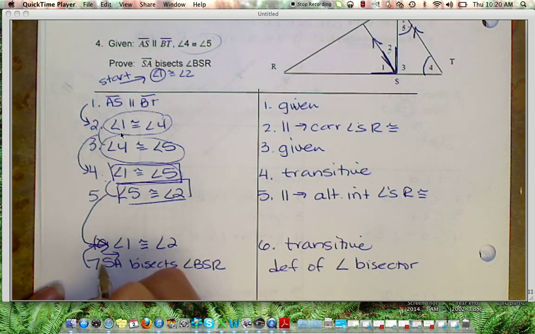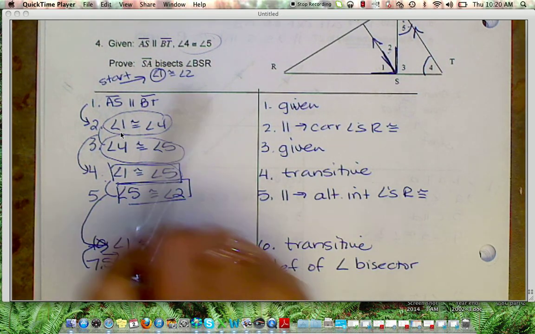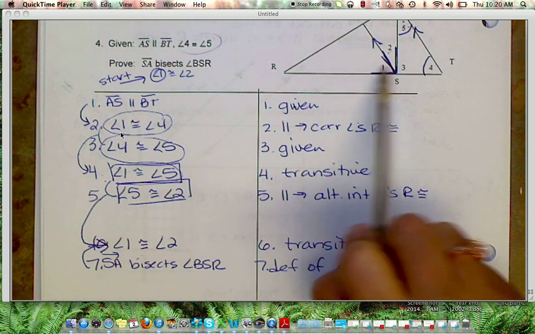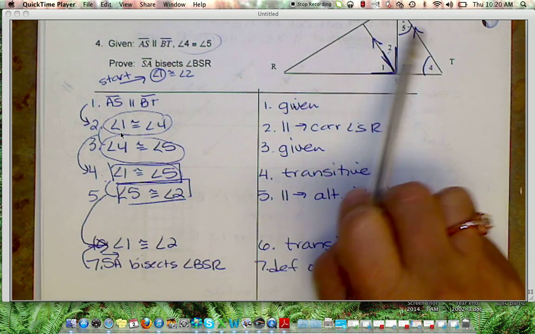And now we're at our proof. Okay, so it's all about jumping that frog from 1 to 2. 1 to 4, 4 to 5, 5 to 2, and completing that journey.